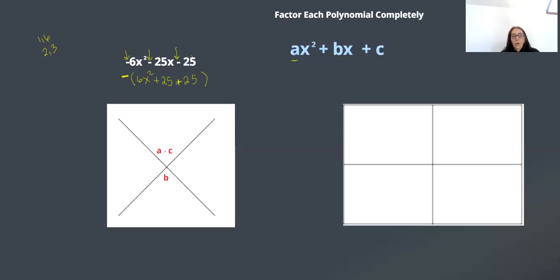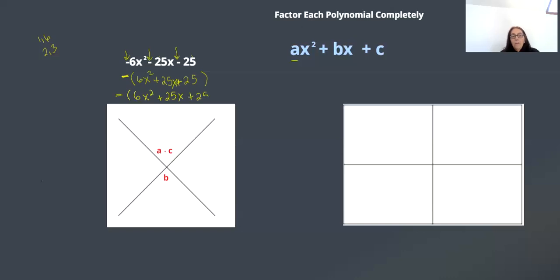Now, we are going to take what we have here, and I'm going to write it just a little bit bigger for you. I'll use a different color. Okay, and let's make it just a little bigger. So I've got negative, and then in parentheses, 6x squared plus 25x, oh, I forgot my x there, plus 25.